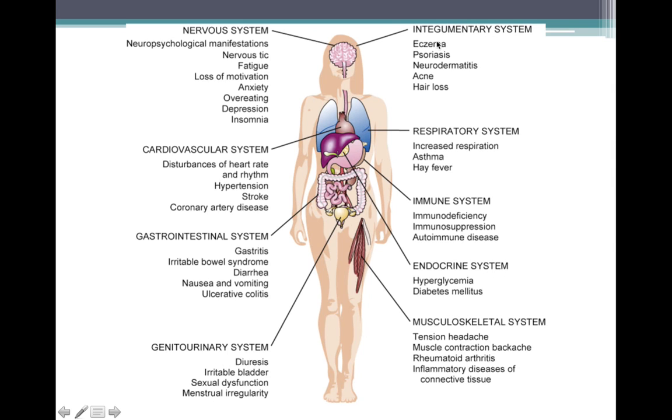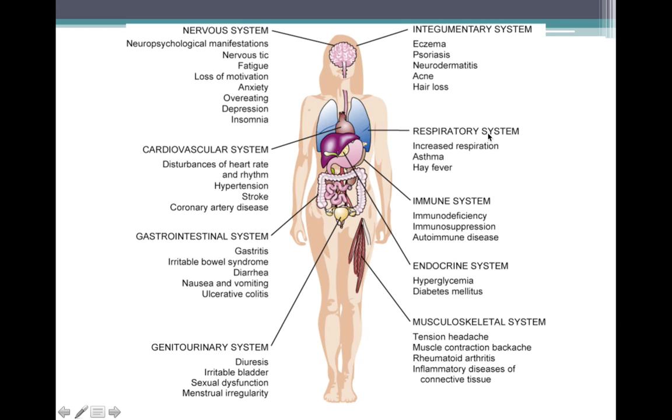On the skin, we can see a lot of skin disorders occurring. Things like eczema, psoriasis, dermatitis, and acne are all associated with stress, and even including hair loss, because stress can influence the cardiovascular system. If someone's not getting enough blood flow to their hair follicles, their hair can start to fall out. So hair loss is also associated with stress, but more like chronic stress.